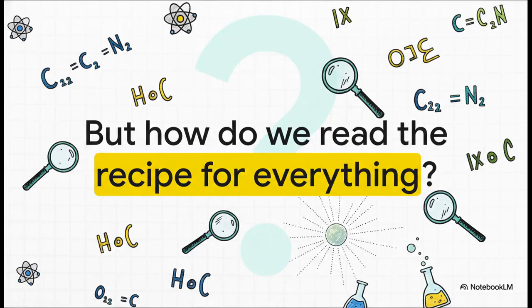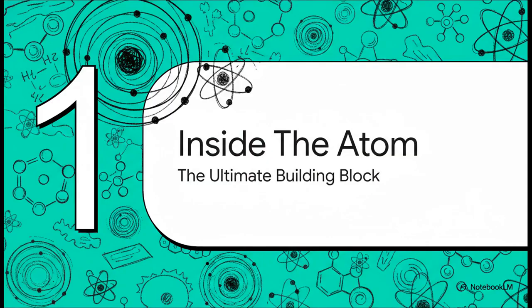So that's the big question, right? How do we take these strange-looking formulas and turn them into something we can actually understand? Well, to do that, we have to start small. Like really, really small. Yep, we're going inside the atom. This is the ultimate building block of all matter. You see, if we want to read the recipes, we first need to understand the ingredients. And the most fundamental ingredient of all is the atom.